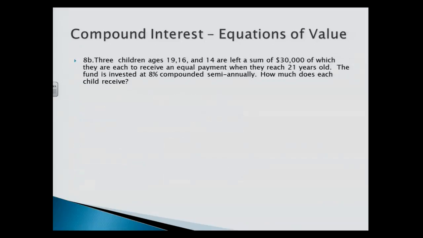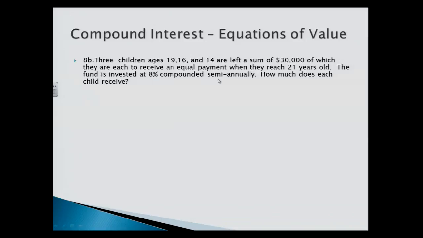Three children aged 19, 16, and 14 are left a sum of $30,000, of which they are to receive equal payments when they reach 21. The fund is invested at 8% semi-annually. How much does each child receive? What I recommend in a complicated problem like this is that now is the focal point, the $30,000. But for each of these children, calculate an N.